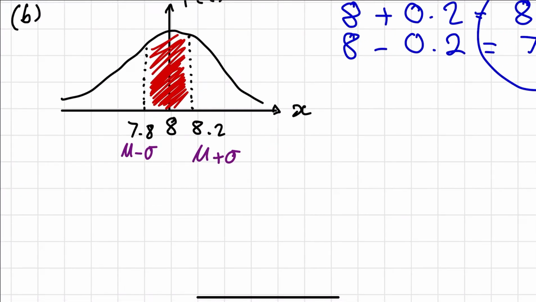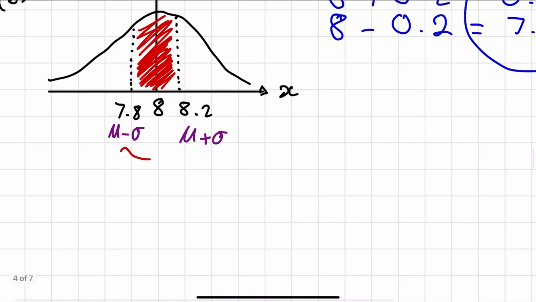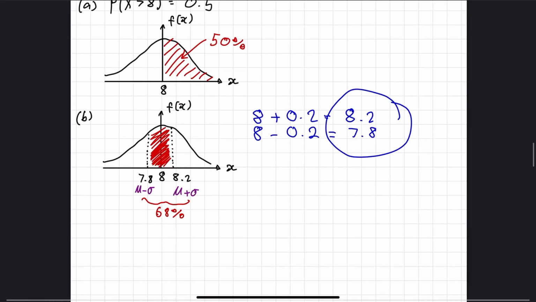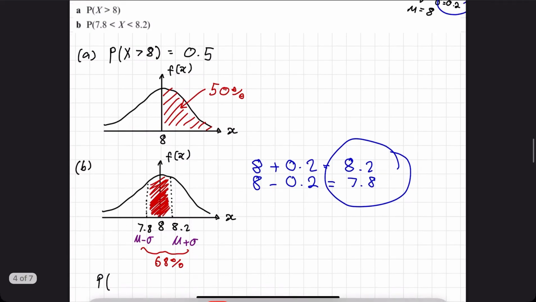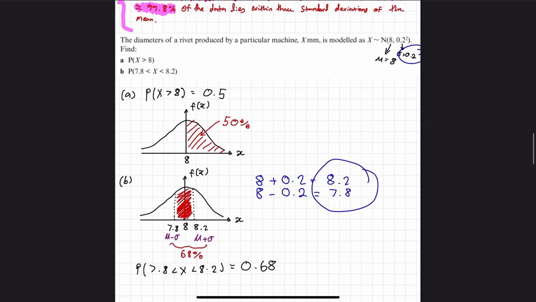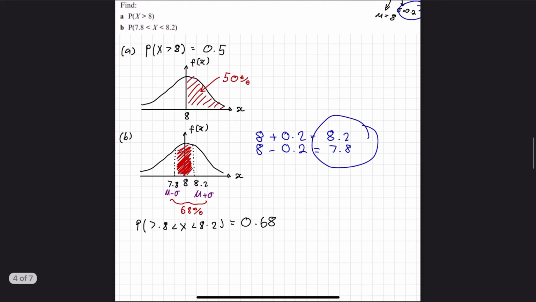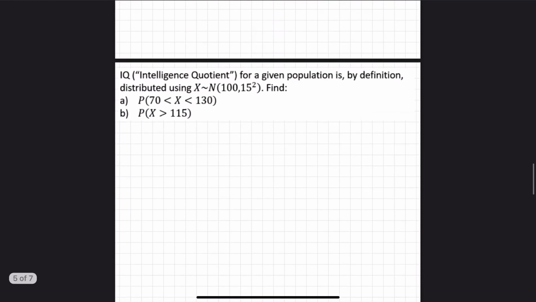One of the facts we've learned is that approximately 68% of the data lies within 1 standard deviation of the mean. So that means the probability that your x is between 7.8 and 8.2 is 68%, 0.68. So that is how we approach normal distribution questions. Okay, let's have a look at another one.